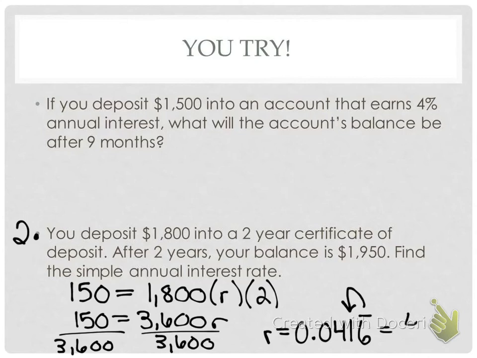So it's going to be 4.2%. Some of you said 4.17%. That's close enough that I would accept that. Just remember, we're rounding to the nearest thousandth on those repeating decimals, and then we change it over to a percentage. All right, so that's it for example 2.